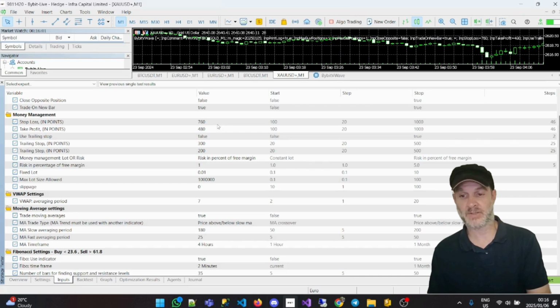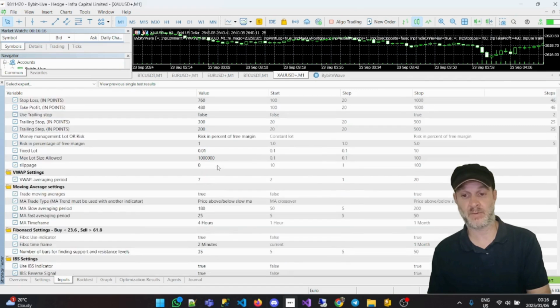Okay, this is the money management section. You've got your basic stop loss, take profit. You've got trading stop options. You've got your risk management. So you could risk a percentage of your free margin. In this case, I'm risking 1%. But you could choose what you want to risk, either 1%, 2%.